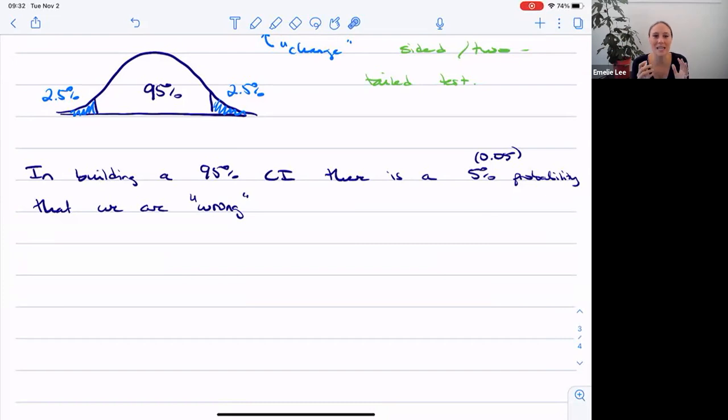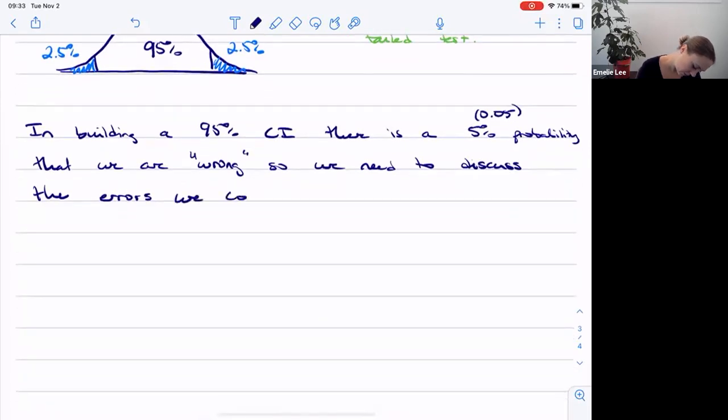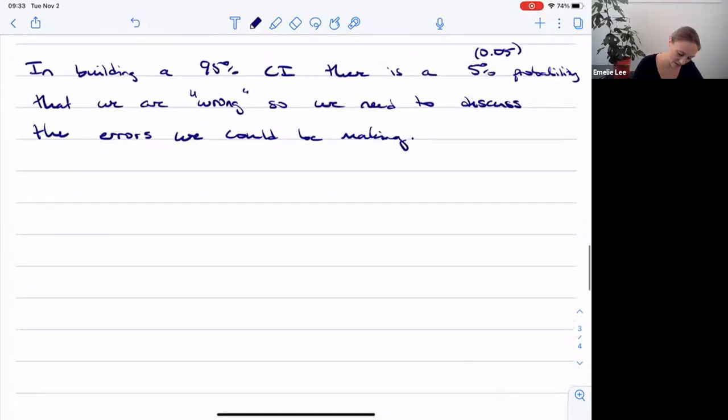So we need some way to talk about these errors that we could be making. Okay. So we need to discuss the errors we could be making. There are only two. They're called type 1 and type 2. And what are they? Well, let's outline our different scenarios here.